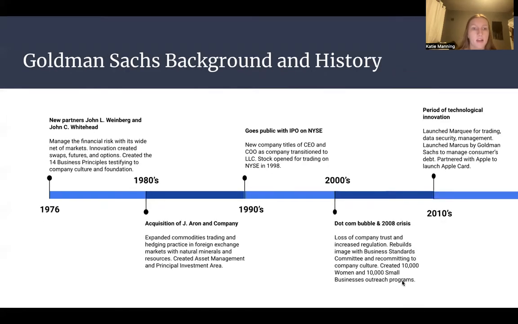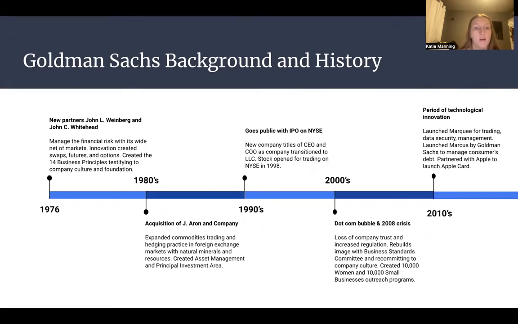By 1976, the new partners of the firm were John L. Weinberg, Sidney's son, and John C. Whitehead. John C. Whitehead also created the philosophy for the company members called the 14 Business Principles to create a testament to the company culture and environment for both firm employees and clients so that they could stay connected to Goldman Sachs' founding principles.